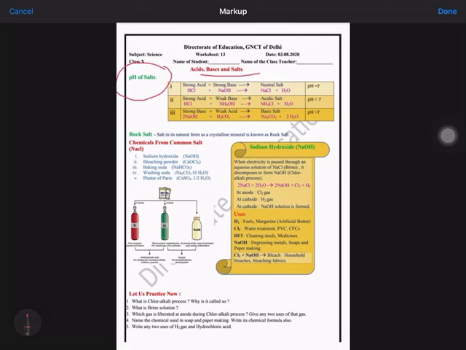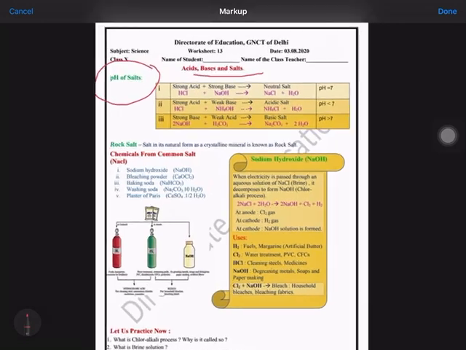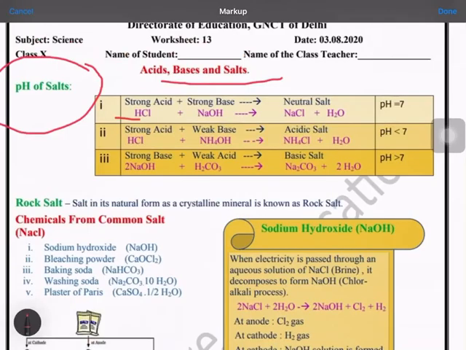Now when we say pH of salts, as we have studied in the previous worksheets, it completely depends on the reactants. Take the example of the first equation given here: if a strong acid is combining with a strong base, what are we going to get? We are going to get a neutral salt. Neutral salt means it is going to have pH equal to 7.